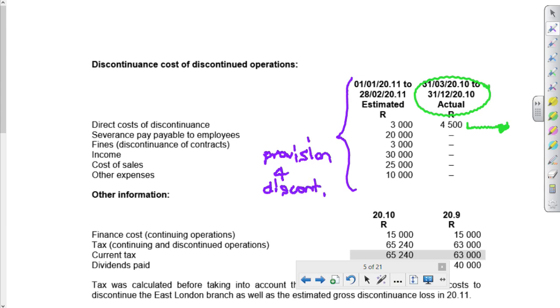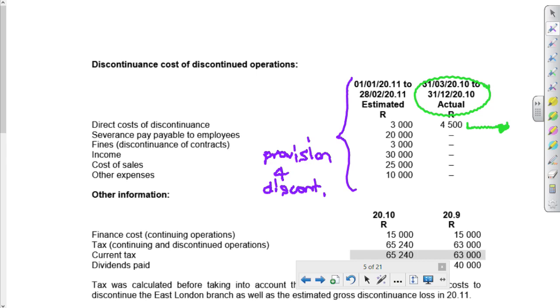So I've decided to discontinue. The decision is made. There will be costs that will be incurred. I'm allowed to provide for them now because I have the obligation, because the criteria is met. But I must just be careful that I provide only for things where there is an obligation. So if we look at them, we try to see which ones would be included and which ones wouldn't.